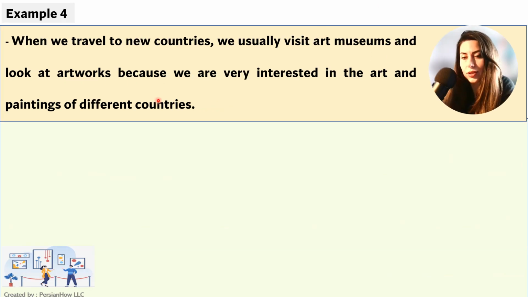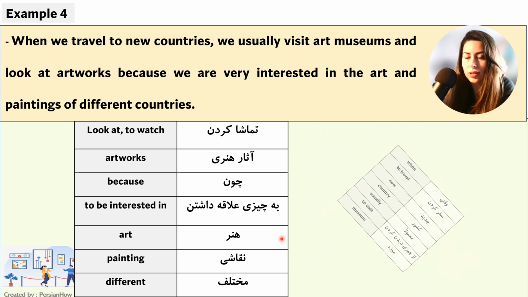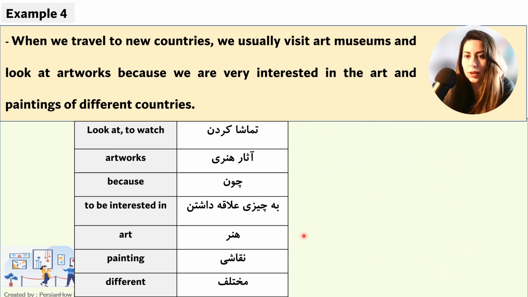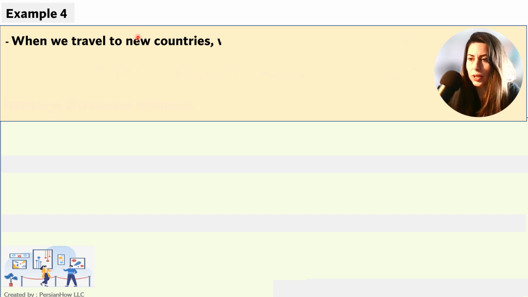Last example for this lesson. Here is a sentence, and also if you need the vocab, here are the vocab. You can pause the video and see which one of them you need some help with. Now we are going to break down the sentence into smaller pieces to make it easier. So let's start with the first part.